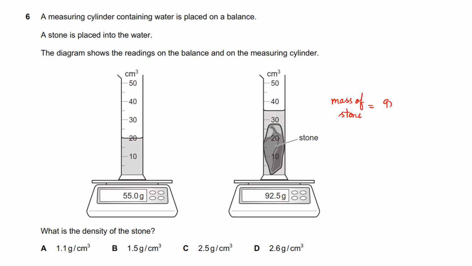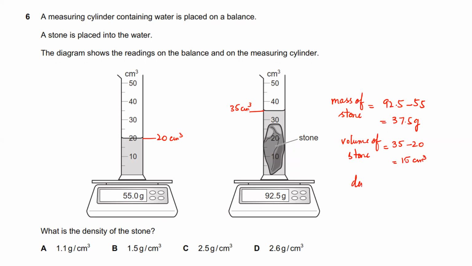Mass of stone is 92.5 minus 55, which comes out to be 37.5 grams. Similarly, the volume of stone. Initially the volume is 20 centimeter cube. Now the volume is 35 centimeter cube. So the change in volume, 35 minus 20, is 15 centimeter cube. So this is the volume.